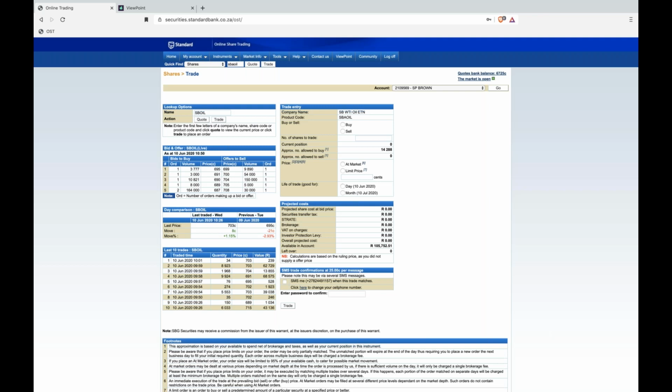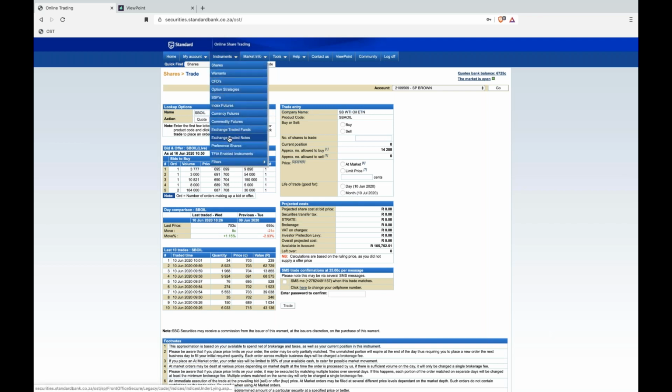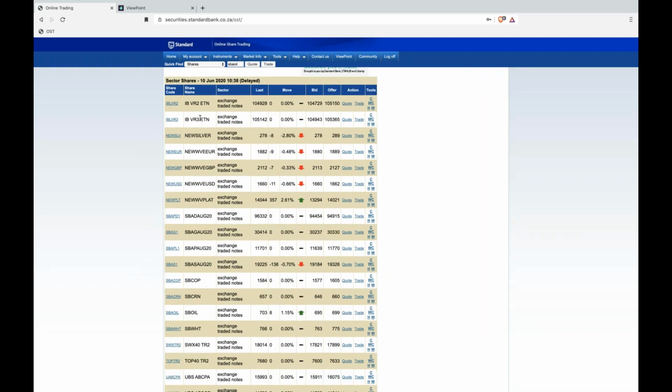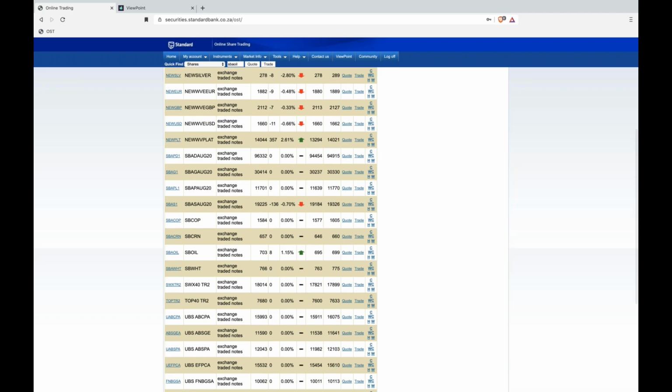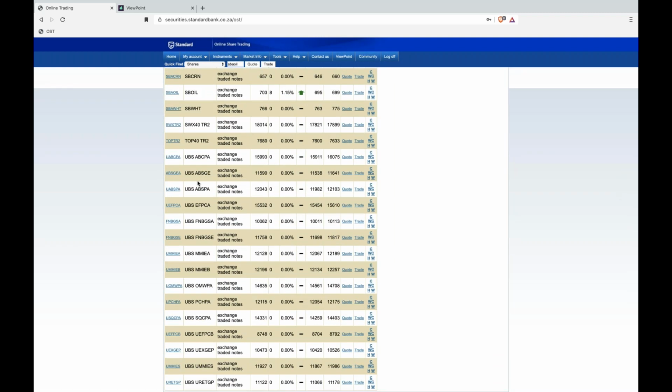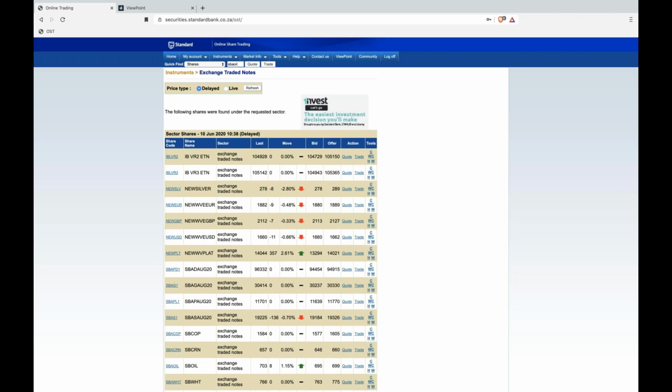Now, firstly, the first question you ask yourself is the likelihood of the issuing institution actually going bankrupt. And I think Deutsche Bank's ETNs are gone. Let's go to instruments, exchange traded notes. So there's some from Investec, there's some from ABSA, there's a whole bunch from Standard Bank, and then a whole bunch from UBS, Investec, etc. So you've got to make that call if you think that financial institution may or may not.